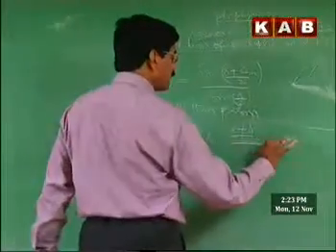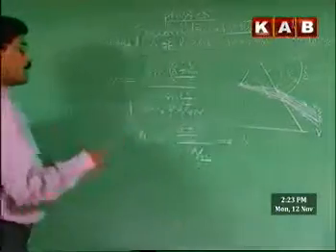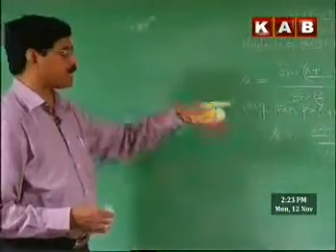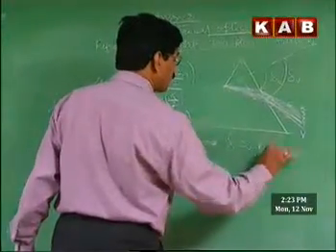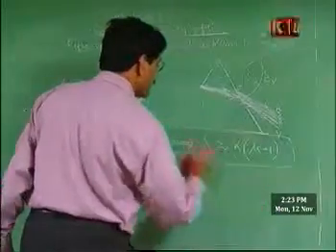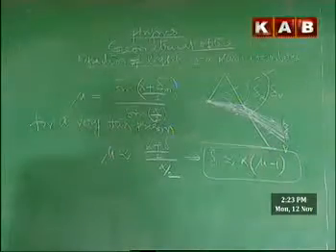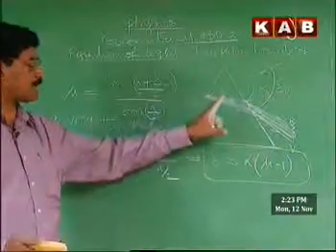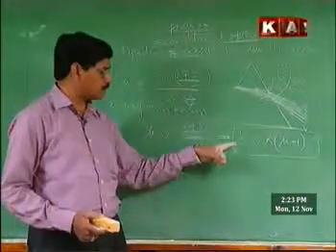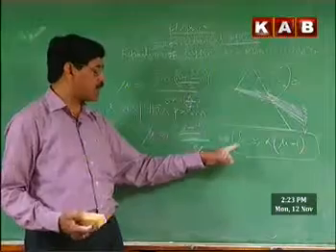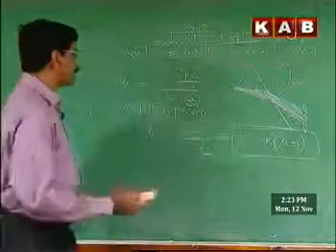Therefore, the deviation produced by a very small angled prism, minimum or maximum, is the same. Therefore, delta is approximately alpha into mu minus 1. For a small angled prism, we can use deviation approximately as alpha into mu minus 1. Now, for the present prism we are going to consider, assume that it is a small angled prism. In that case, the deviation depends on the refractive index for a given prism.